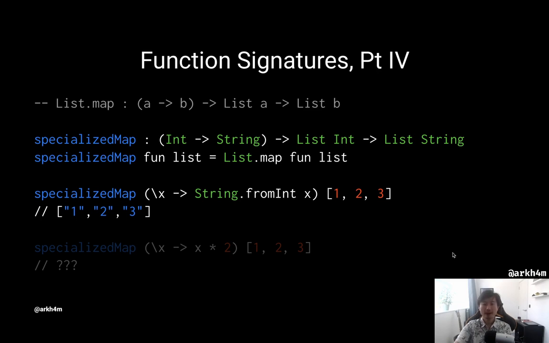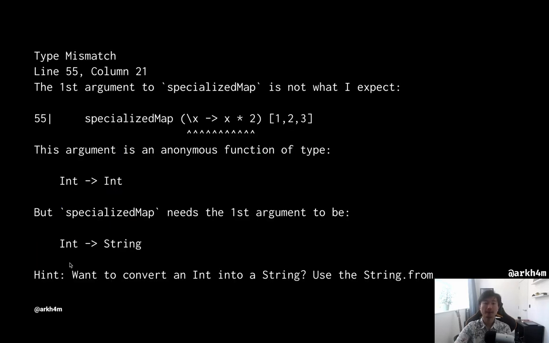So why is this useful? This is useful because if I called specialized map and pass the function, which, for example, in this case, is just doubling the number, right? So it takes an int and returns an int. This thing will be type checked by the compiler, and the compiler will say, this is not right.